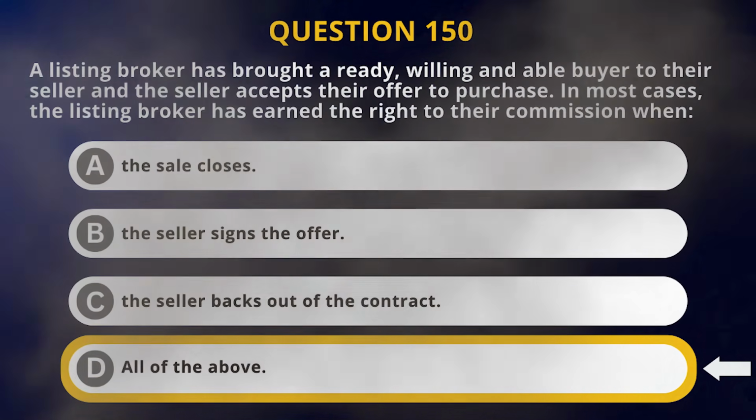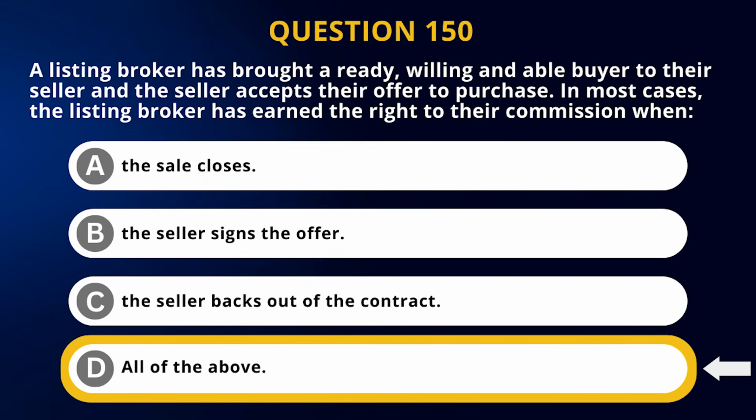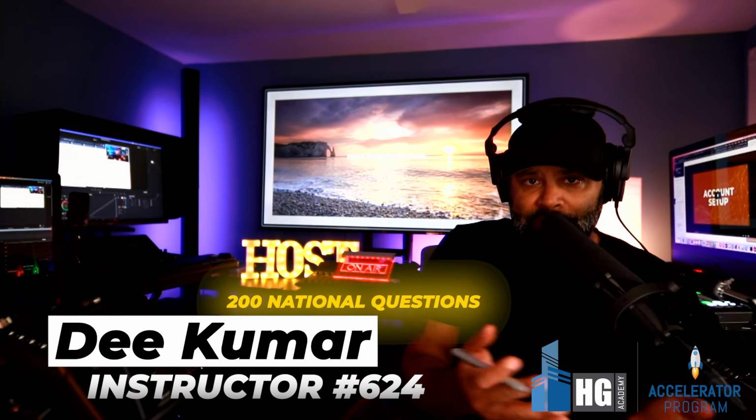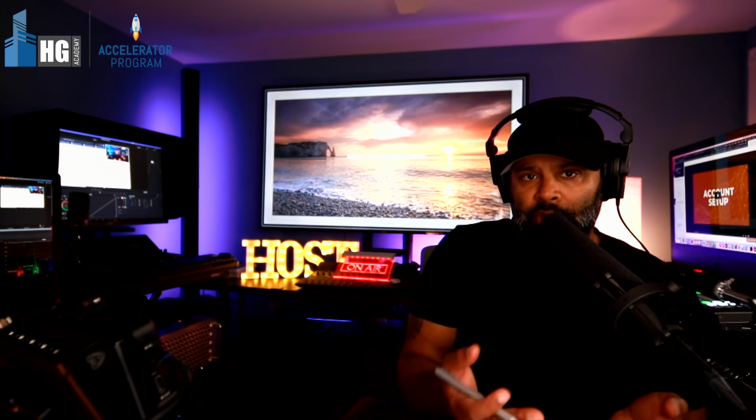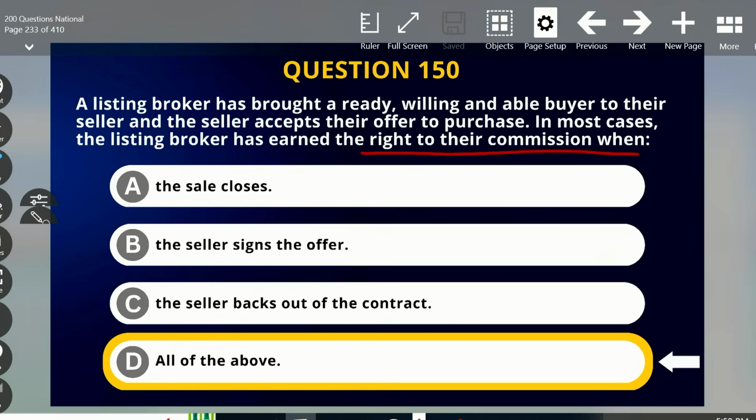So, when it comes down to earning a commission and we've brought a ready, willing, and able buyer to our seller and the seller accepts the offer, then in most cases the listing broker has earned the right to their commission. Not their commission, but the right to make their commission. That's important. Letter A, when the sale closes, they have the right to earn their commission. Letter B, when the seller signs the offer. Upon signing the offer, that's when technically the listing agent has earned their right to a commission, because the buyer and the seller have entered into a meeting of the minds to close the transaction, moving towards the end. So that's also a way.